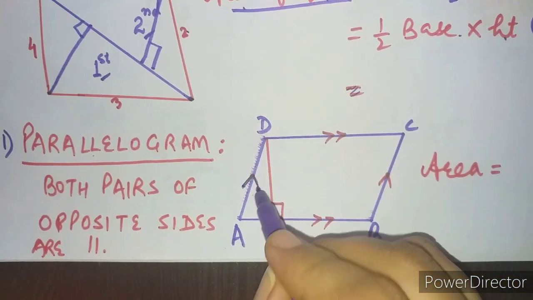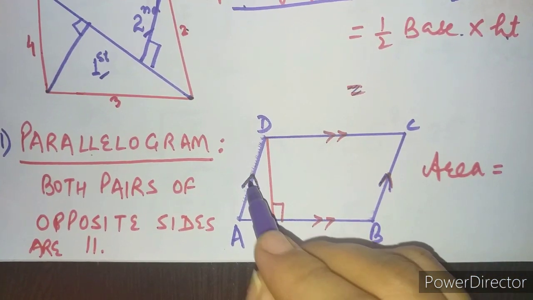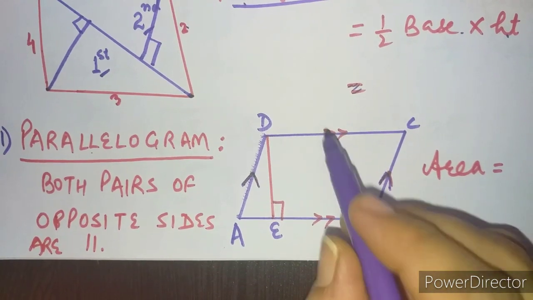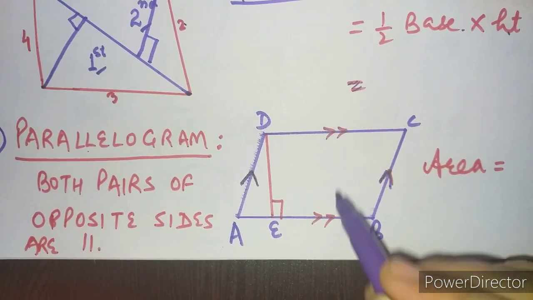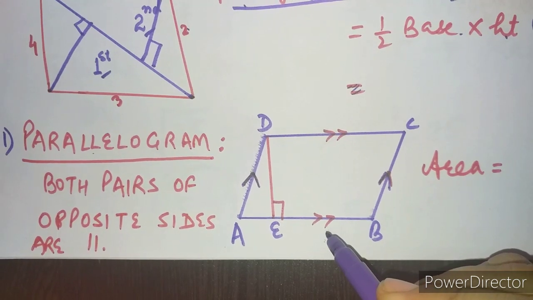What is the meaning of this single arrow? With this single arrow, it means this pair is parallel, and a double arrow here and a double arrow here means that this set is parallel.